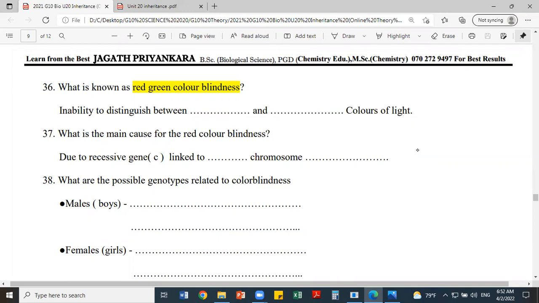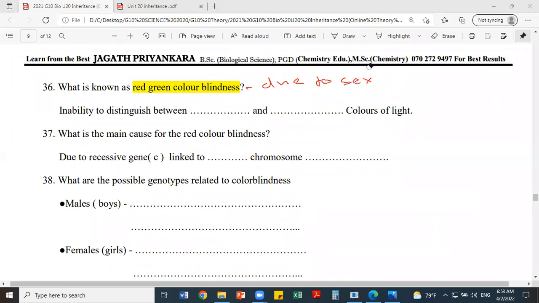Okay, anyway, next one, red-green color blindness. That is the second disease. What is it? Due to sex linkage. This is also due to a sex-linked recessive gene, in other words, due to sex linkage.